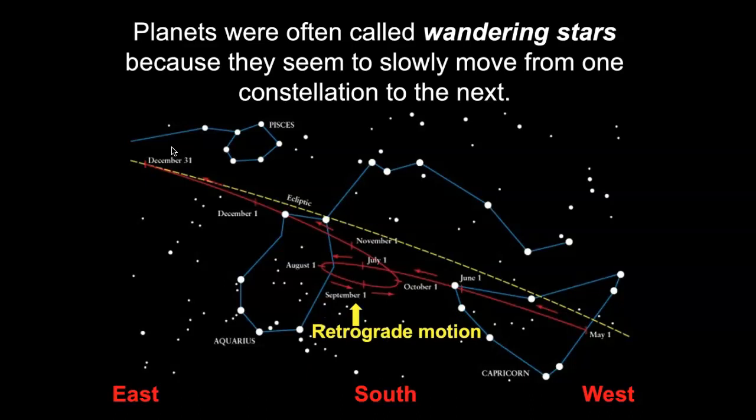This, by the way, when the planets slow down, move westward, and then keep going eastward again, is what's called the retrograde loop, or the retrograde motion of planets. The word retrograde just literally means backwards. So every couple of years, the planets would stop, move backwards, stop, and then move forwards again.